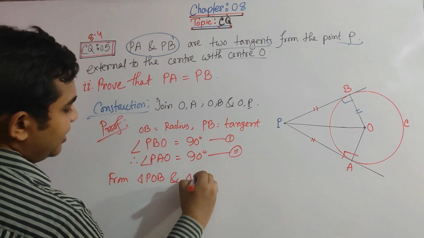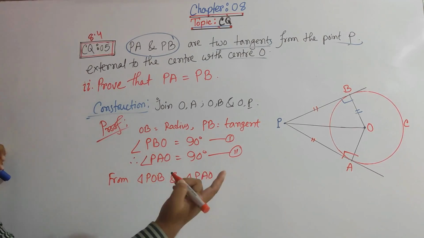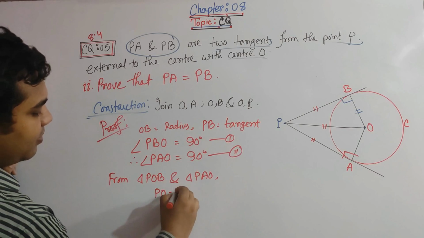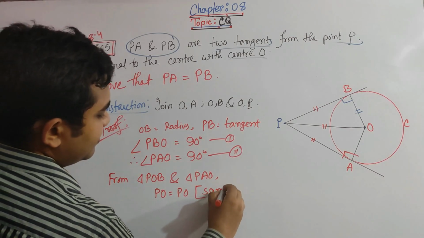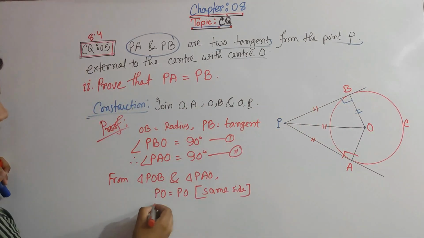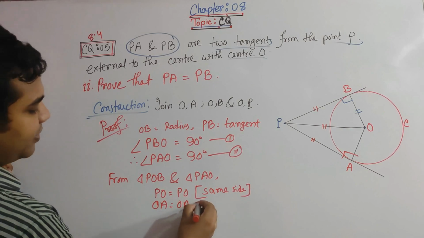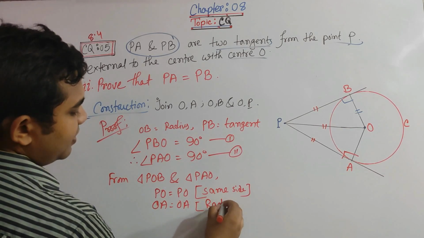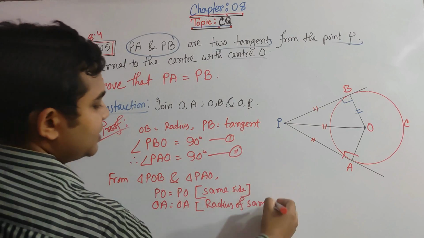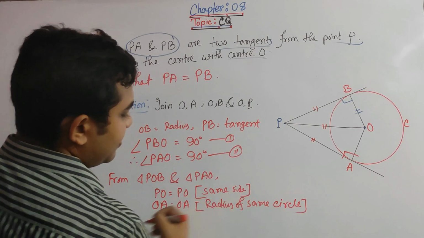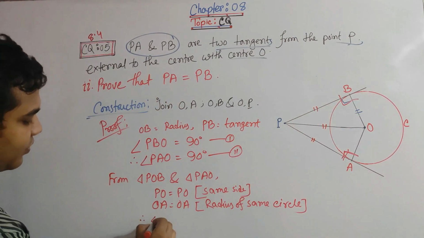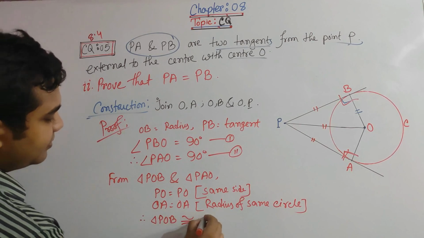POB and triangle PAO, what we have found from here is that PO and PO are the same because of the same side. Then here OB equals OA, because they are radii of the same circle. And already we know that this angle is equal to this angle. So we can say these two triangles are congruent.